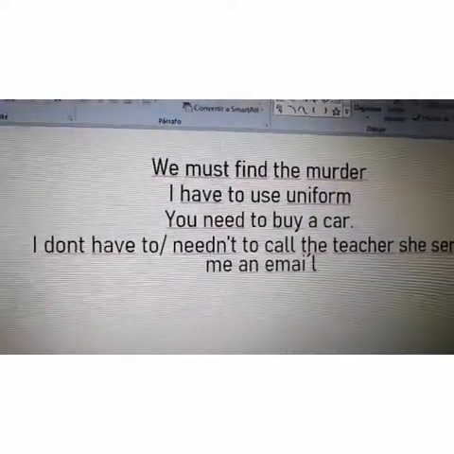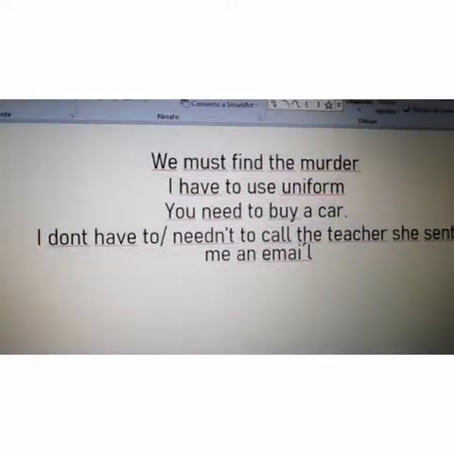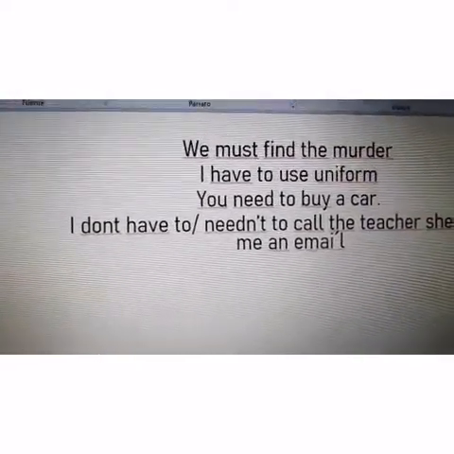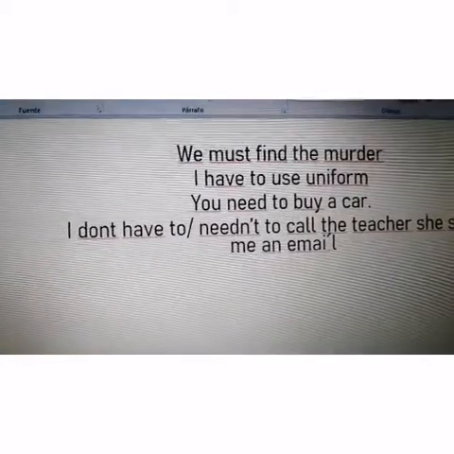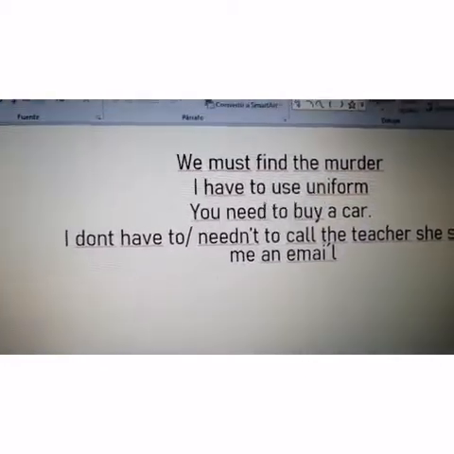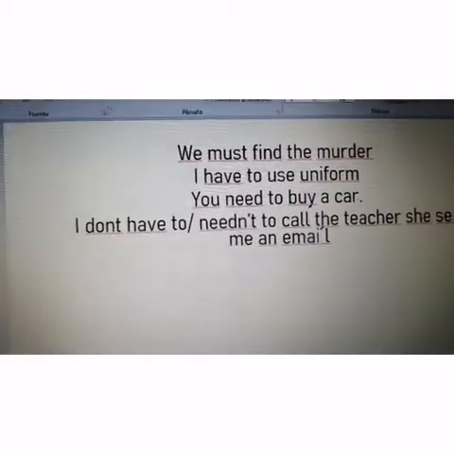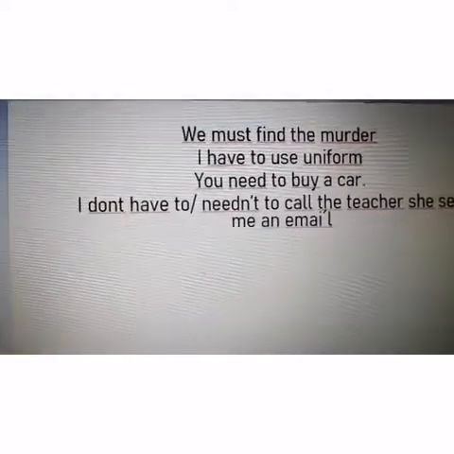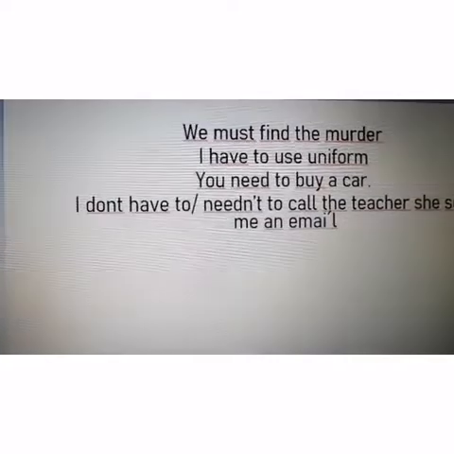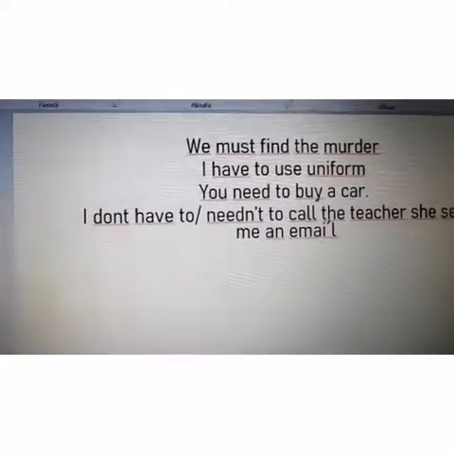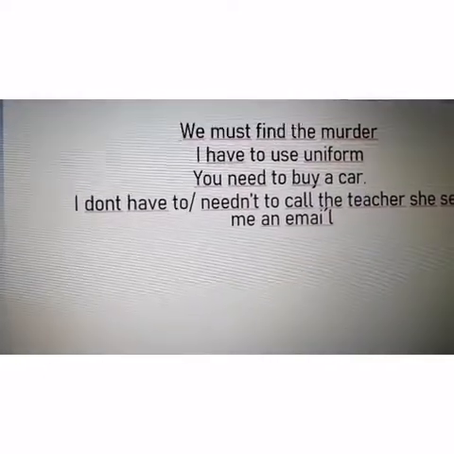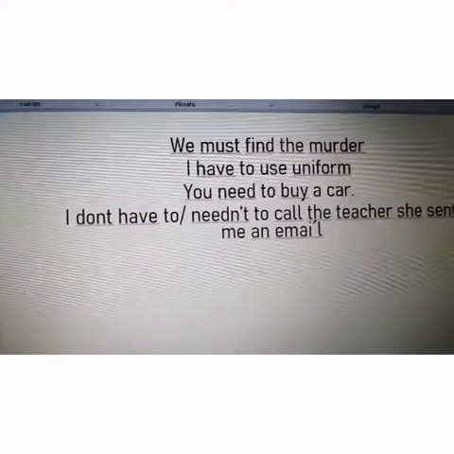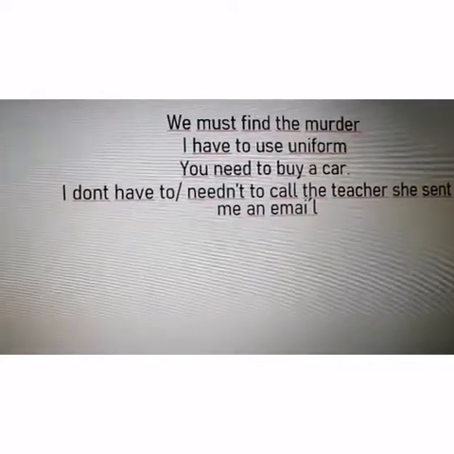The modal verbs of obligation or necessity: we have must, have to, need, or don't have to, or needn't. In this case, we have the first, we must find the murderer. Si esto es en un caso policíaco, pues obviamente es una obligación encontrar a quien lo hizo. Tenemos have to: I have to use the uniform at school. Es una regla, es algo que se tiene que seguir. Es una ley, una regla impuesta. You need to buy a car. Es algo que necesitas, ¿no? Por ejemplo, si viajas diario necesitas comprar un carro.